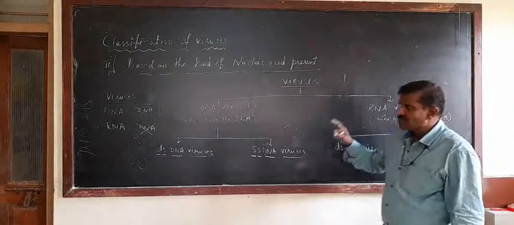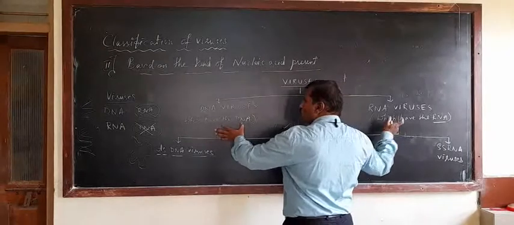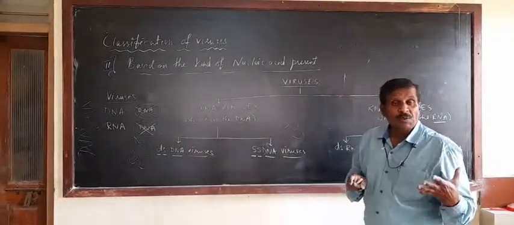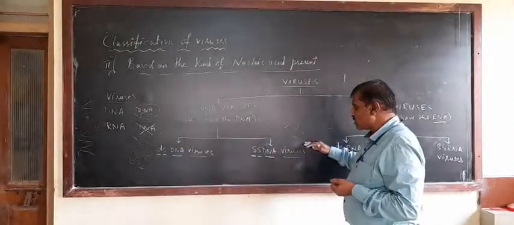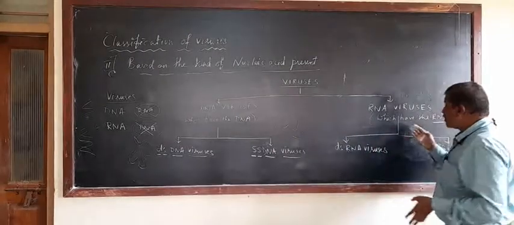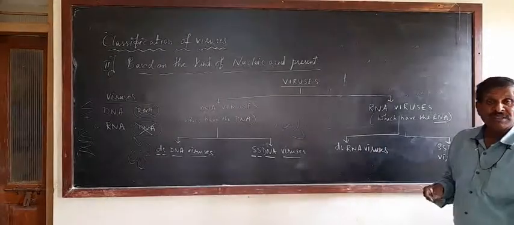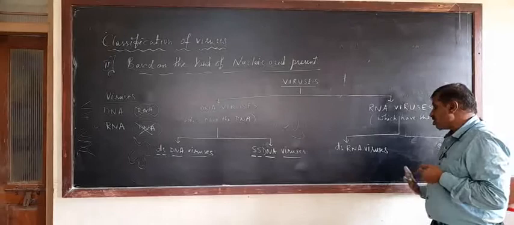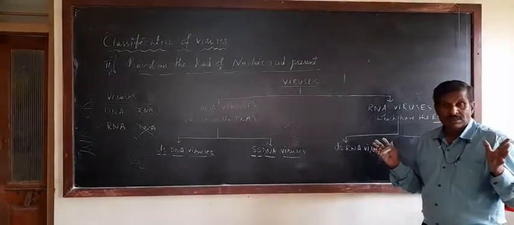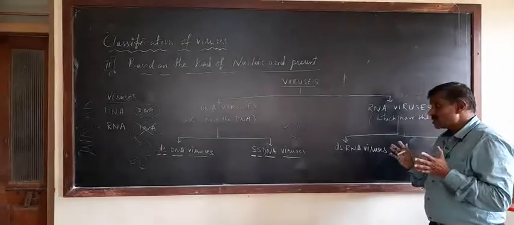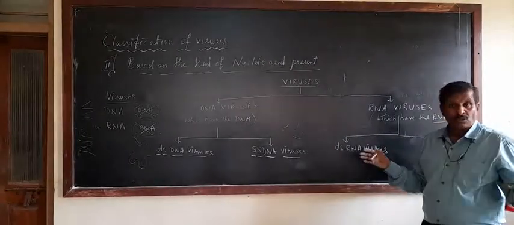Based on the kind of nucleic acid that they have, whether DNA or RNA, we categorize them into two groups. And based on which type of DNA they have, either single-stranded or double-stranded, these DNA viruses are further classified into two groups. Very similarly, the RNA viruses are also classified into two groups based on the kind of RNA they have, whether single-stranded RNA or double-stranded RNA. This is with reference to the kinds of viruses and how we classify the viruses into different groups.